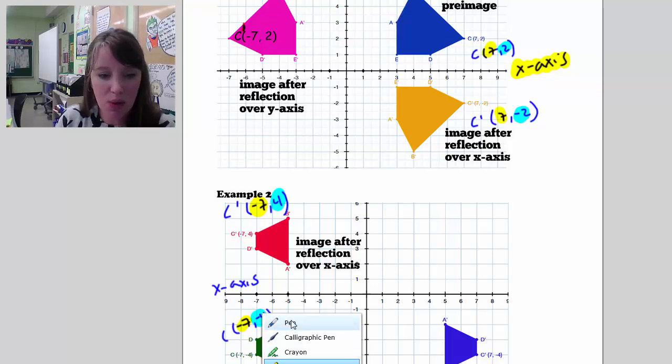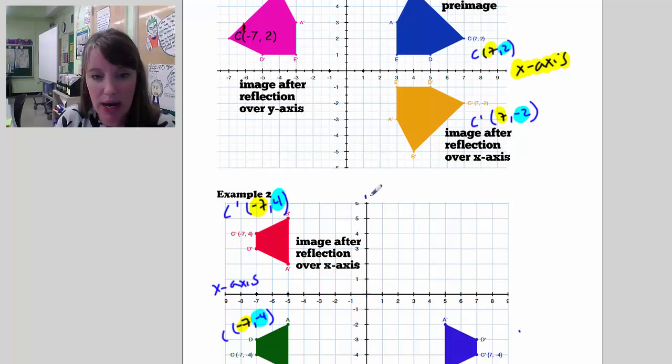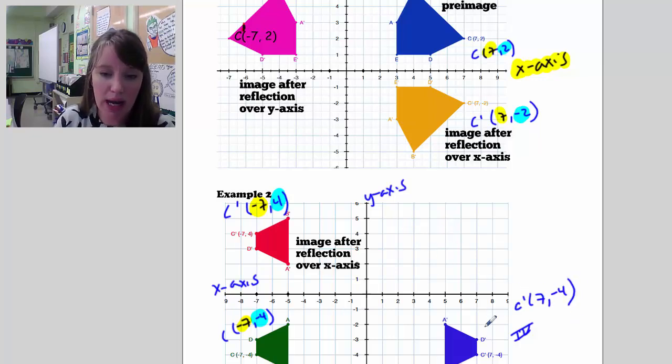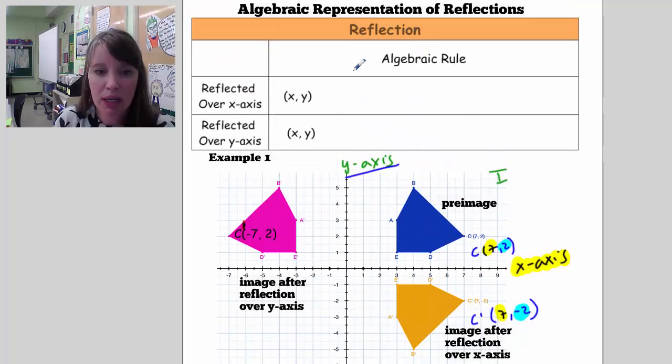Now let's say that it starts in quadrant 3 and it reflects over the y-axis to become an image in quadrant 4. So here my C prime coordinate would be 7, comma, negative 4. If I'm reflecting over the y-axis, the y coordinate remains the same at negative 4, and the x coordinate changed from negative to positive. So in general, what we're going to say is that when it's reflected over the x-axis, the x coordinate remains the same, and the y coordinate becomes its opposite.